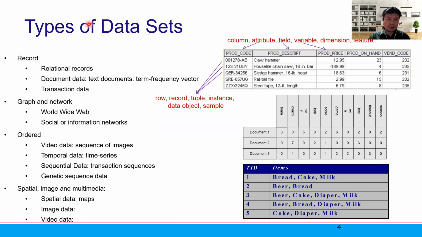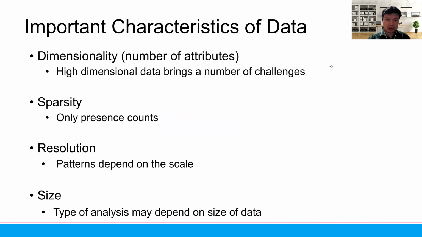In the case of the data set, you already learned about record, graph and network, ordered, and spatial, image and multimedia data. We learned about those in the last video. So we want to check what kinds of data sets you may use during your data mining class.